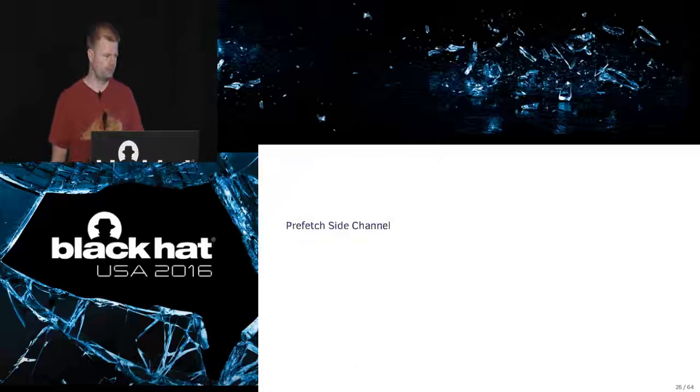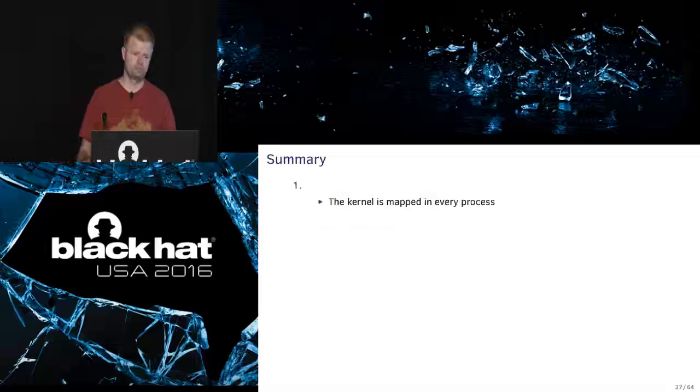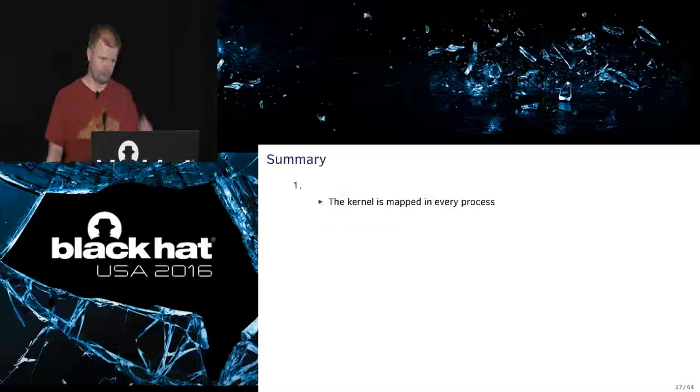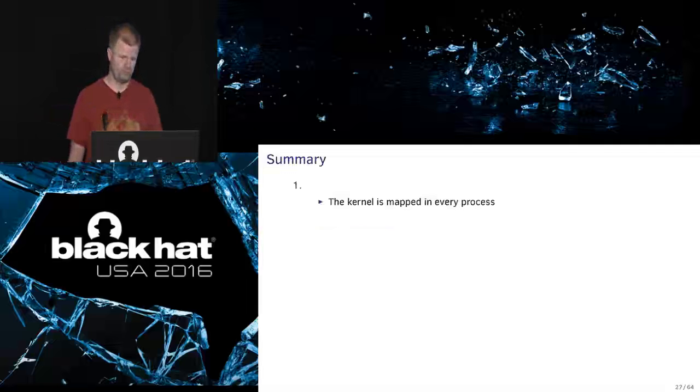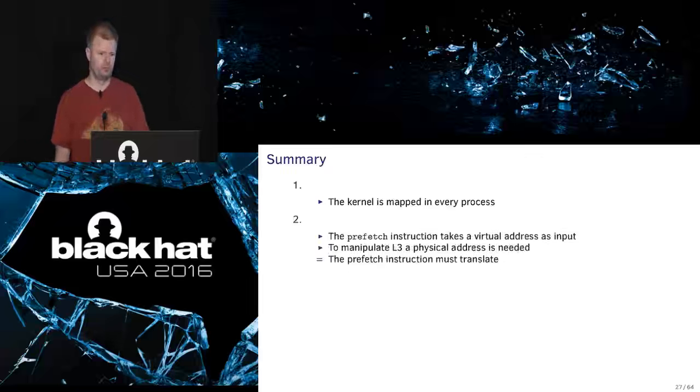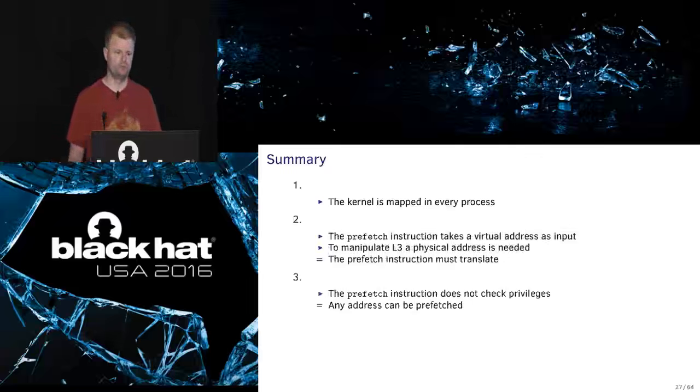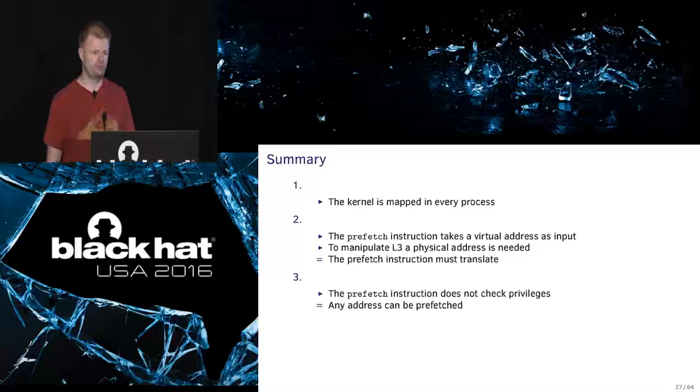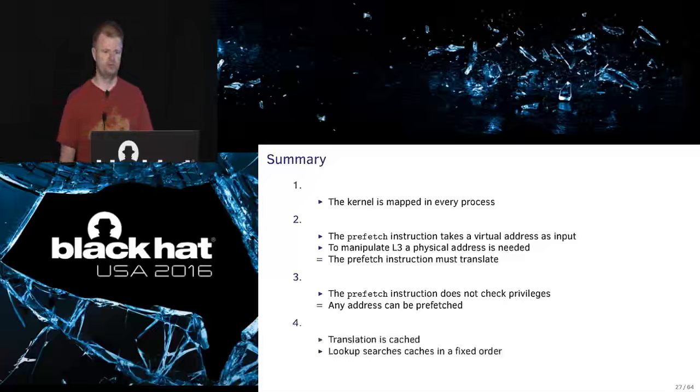So that moves us on to actually talking about the side channel that we're using for our attack, the prefetch side channel. Before we go ahead, we just summarize what we had thus far. First, the kernel is mapped into every process. Second, the prefetch instruction takes a virtual address as input. To manipulate the L3, a physical address is needed. The prefetch instruction must translate. Third, the prefetch instruction does not track privileges, meaning any address can be prefetched. And fourth, translation is cached, and lookup searches caches in a fixed order.